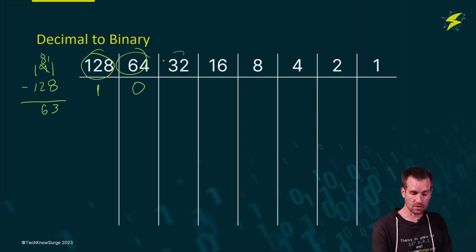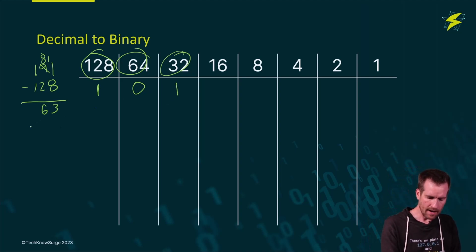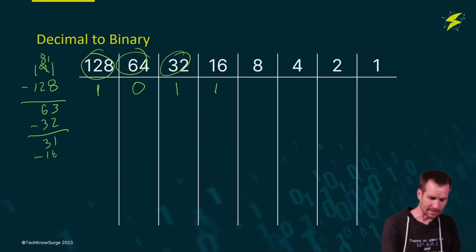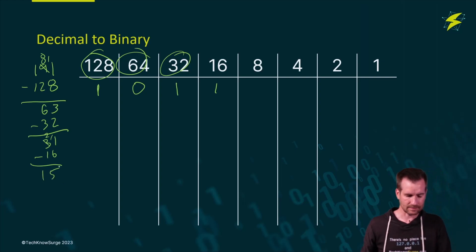Is there a 32 there? And the answer to that is yes. So I'll put a 1 there. I'm gonna subtract 32 from this, and I will get 31 as the answer. Is there a 16 inside that 31? And I'm gonna say yes, there is. So I'll subtract the 16 from there. I'm going to have to do the borrowing once again. So I do that and I end up with 15.